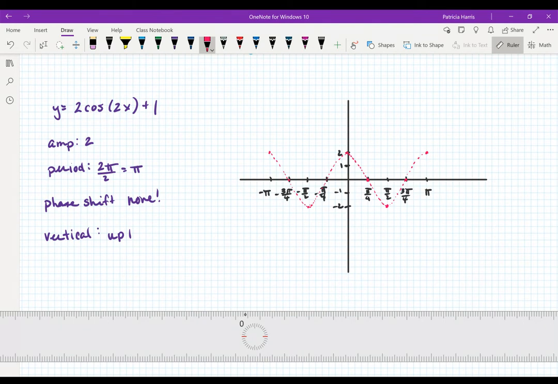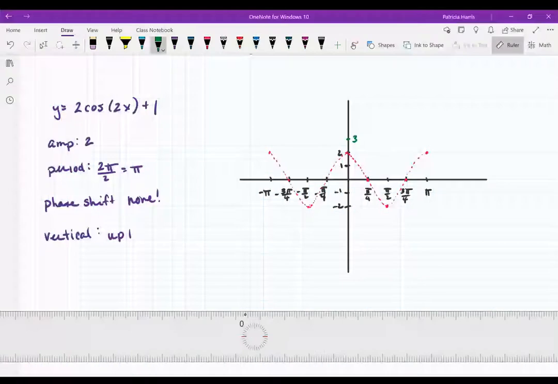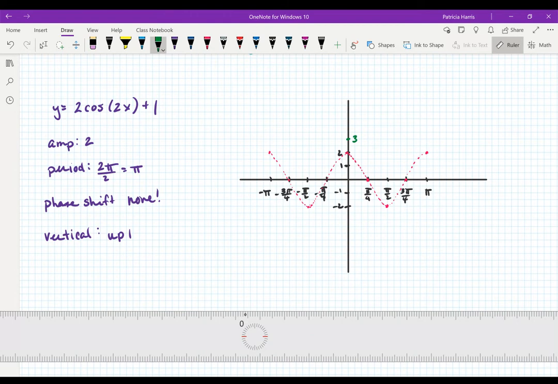All right, so now I'm going to move everything up 1. So if 2 becomes 3, let's get a 3 there. Okay, and now I'm going to graph. Up 1, excuse me. Up 1, up 1, up 1.